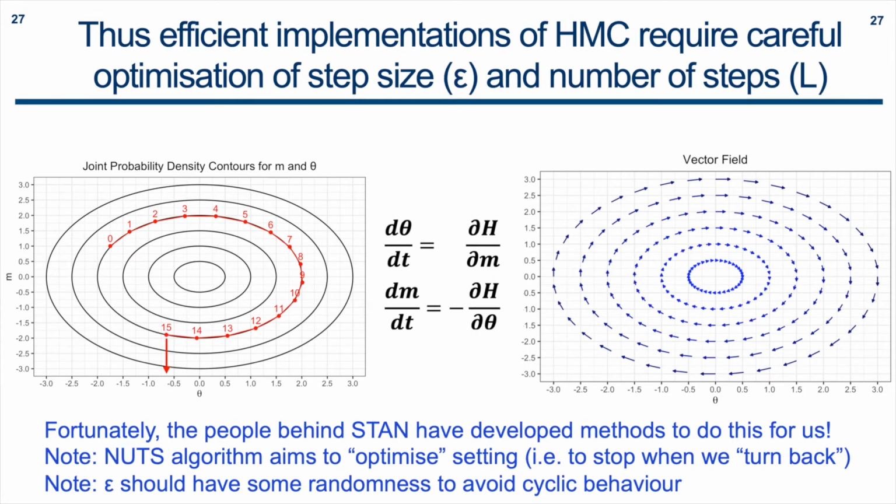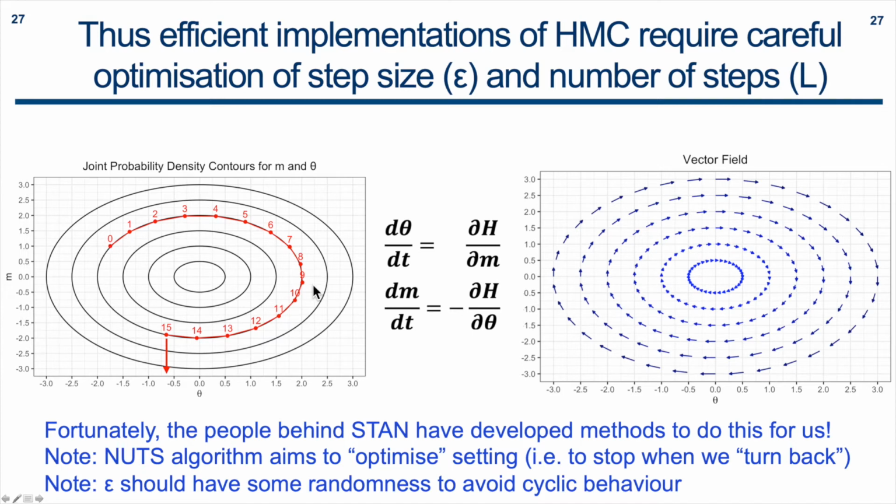Thus, an efficient implementation of HMC requires careful optimization of the step size. We don't want it too small so that we don't move very far at all. We don't want it too large so we have these divergent transitions. And equally the number of steps. We don't really want to be going round and round here. We can see that after 15 steps we've gone about 3/4 of the way round. If we'd gone to 20 steps we'd pretty much be back to where we started. So if we're trying to explore the parameter space in our theta domain here, we're trying to work out how many steps we should be doing to explore that well.